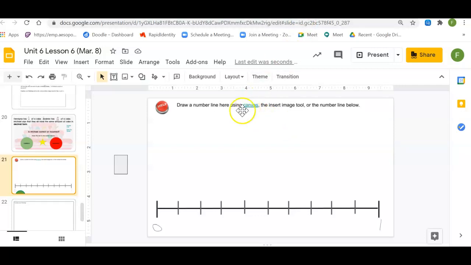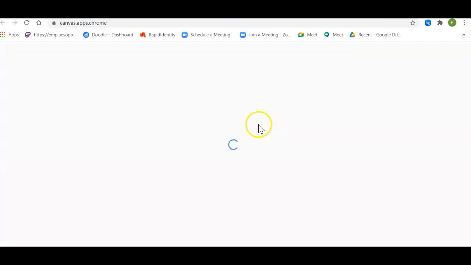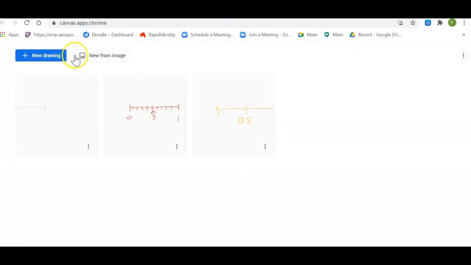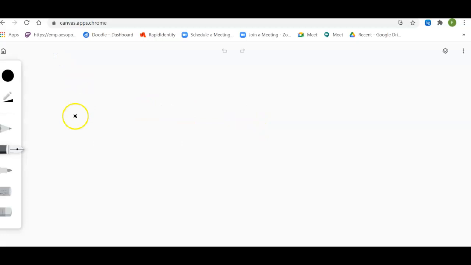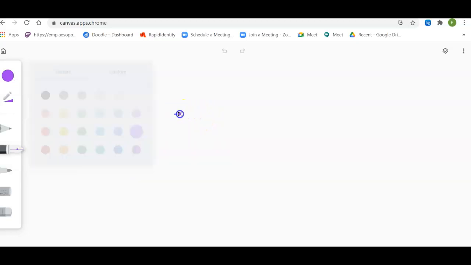Now, another way that you can do it is you can use what's called the canvas tool. So you can click right here, on this little link. And when you click in here, let me clear this out. You're going to create a new drawing. You can choose your color over here, whatever color you want. And I'm going to draw me a number line. And I'm going to go ahead and label it. So I got 0 right here, 1 right here.